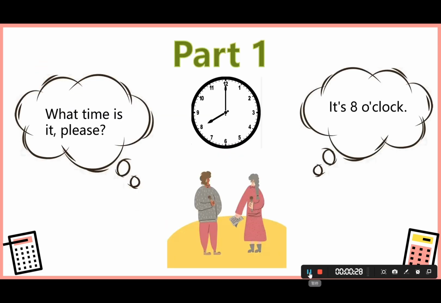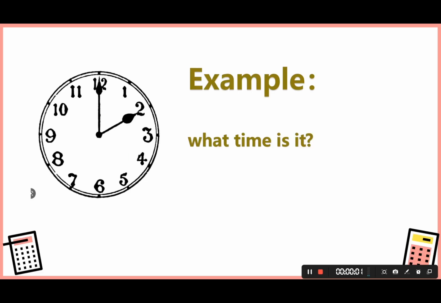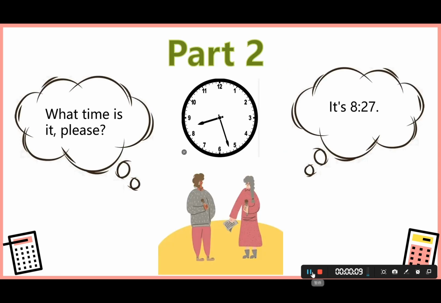Part 1. What time is it, please? It's 8 o'clock. When the time is exactly 1 o'clock, we only need to say the number or the number plus o'clock. For example, what time is it? It's 2 o'clock. It's 2. But how do we express it when the time is not the whole hour?